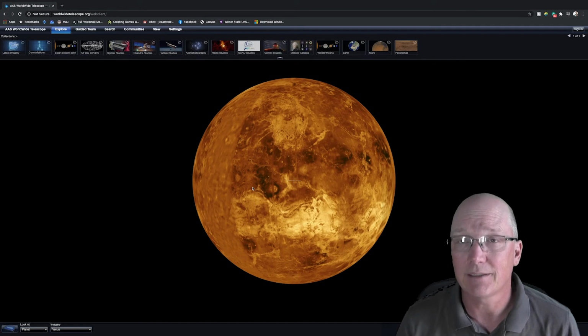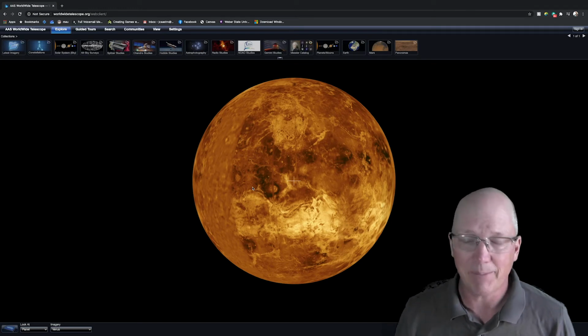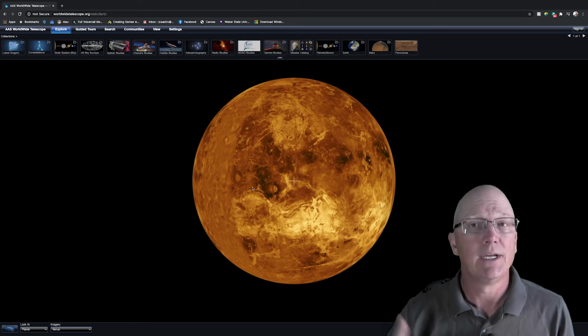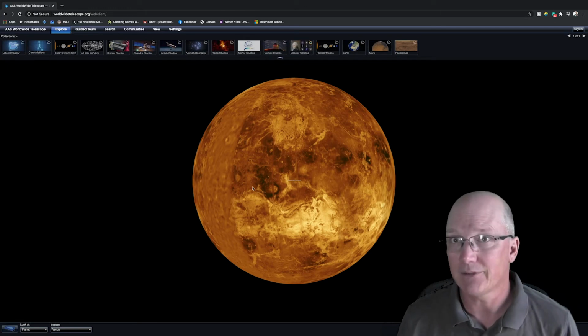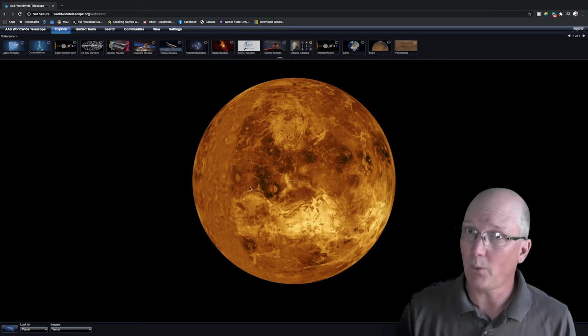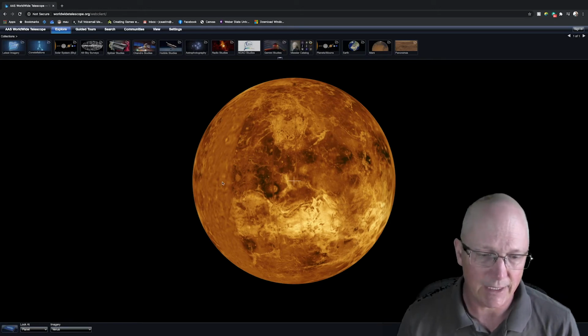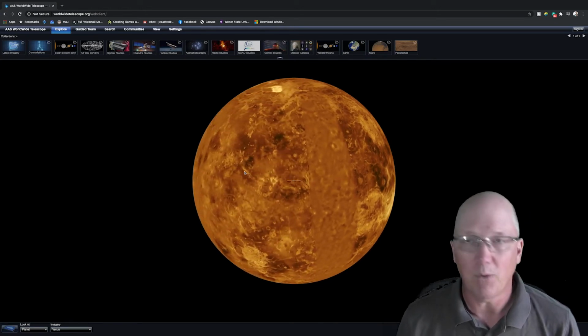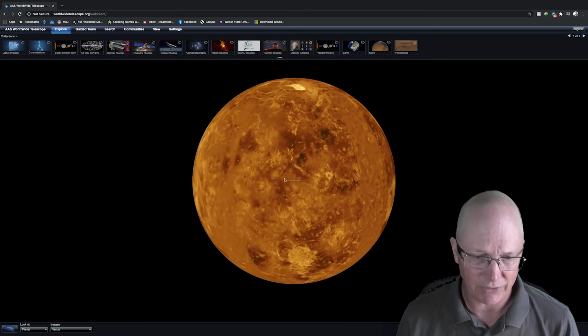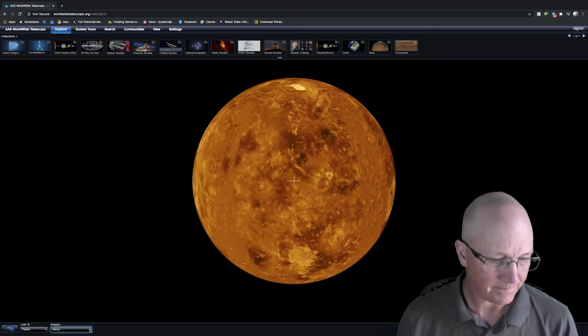Once it evaporated, there was no way for plate tectonics to pull carbon dioxide out of the atmosphere. The CO2 just built up in the atmosphere until it got so hot that it went into what we call a runaway greenhouse effect, which is what you see here. And now we have Venus, which is the hellscape it is today.